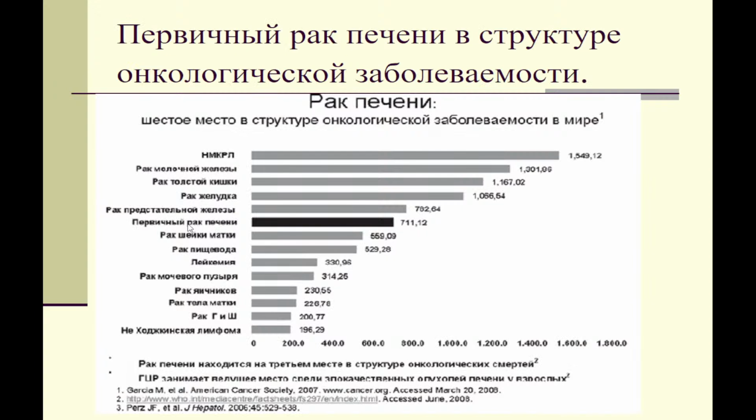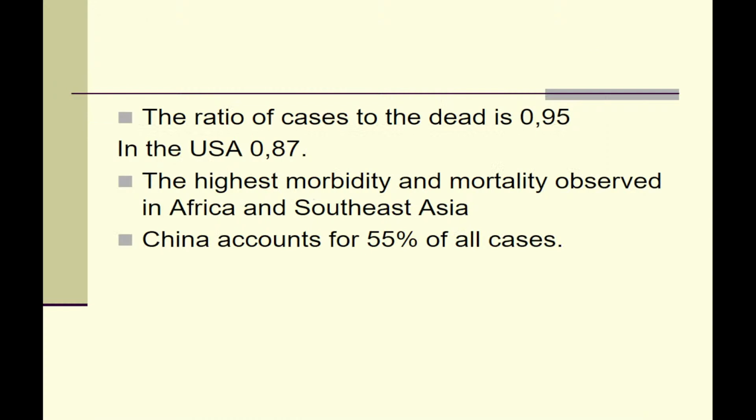Sixth place in all the world. The ratio of cases to deaths is 0.95. In the USA, 0.87. The highest morbidity and mortality is observed in Africa and Southeast Asia. China accounts for 55% of all cases.